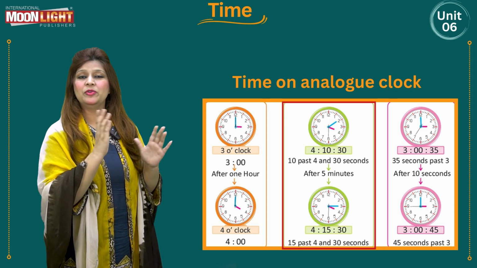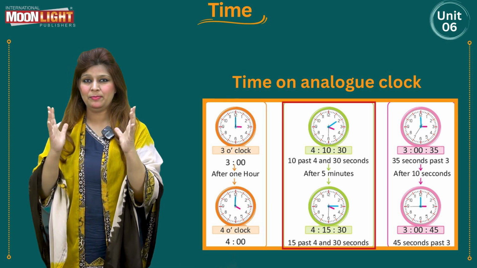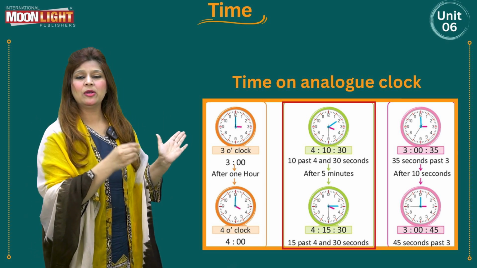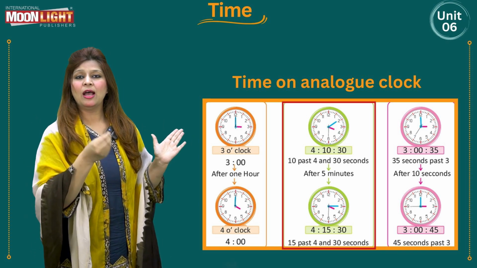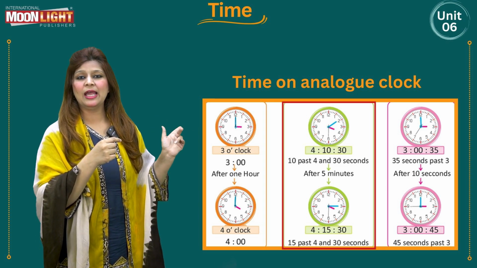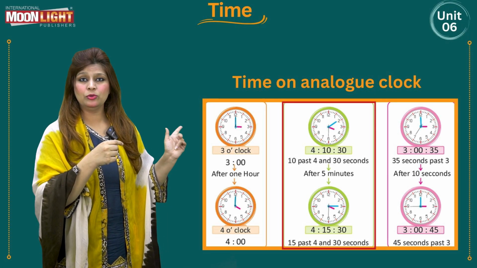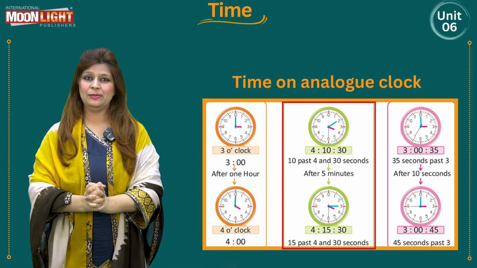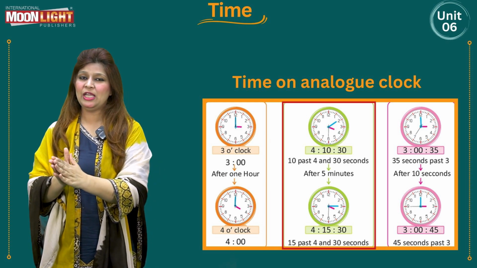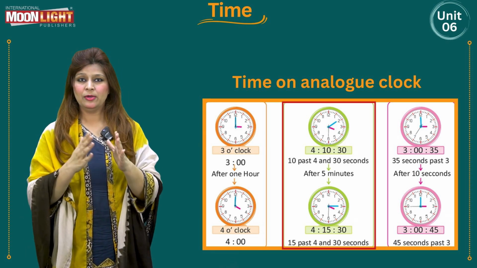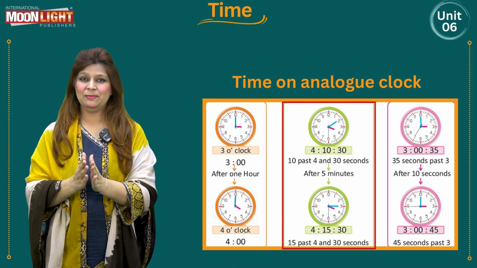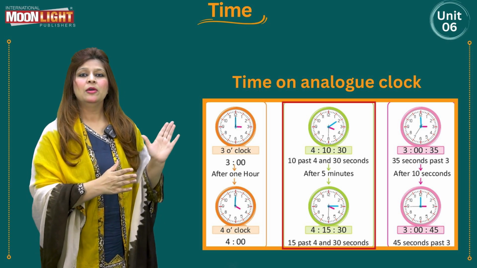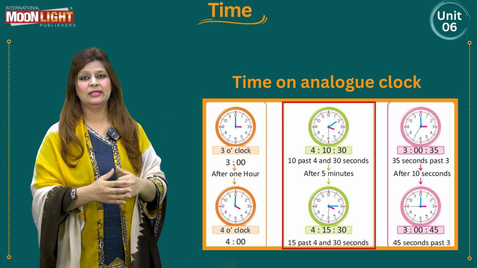Right after 5 minutes, which hand is going to move the 5 digits here? Yes, that is the minute hand, because we are talking about minutes. After 5 minutes, this hand is going to move from 2 to 3. So what will the time be? Very good. The time will be 4:15 and 30 seconds. That is 4 hours, 15 minutes and 30 seconds. I can read it like 15 past 4 and 30 seconds.